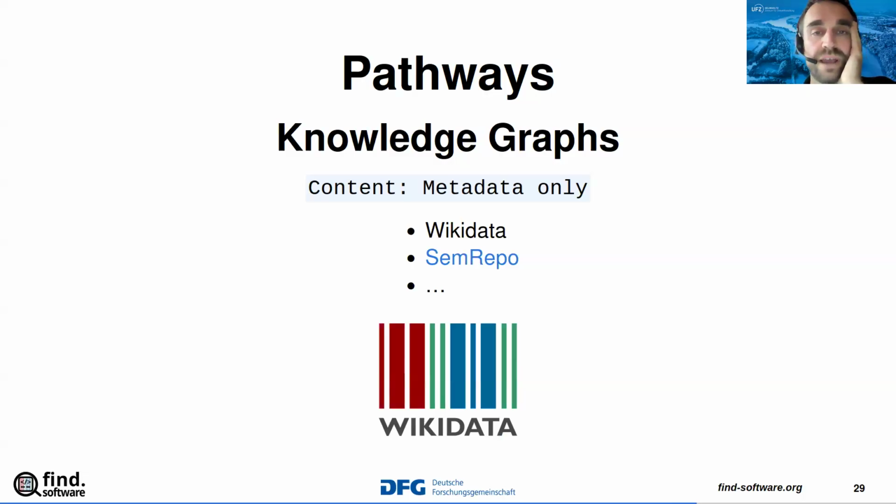Knowledge graphs, another category of pathways. Again, quite obvious. You have Wikidata, you have SAMRepo, and you have all those different scientific related knowledge graphs that are popping up here and there. And obviously, you can search for software within these knowledge graphs.